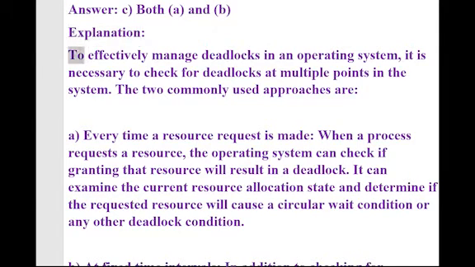Explanation. To effectively manage deadlocks in an operating system, it is necessary to check for deadlocks at multiple points in the system. The two commonly used approaches are: A. Every time a resource request is made. When a process requests a resource, the operating system can check if granting that resource will result in a deadlock. It can examine the current resource allocation state and determine if the requested resource will cause a circular wait condition or any other deadlock condition.